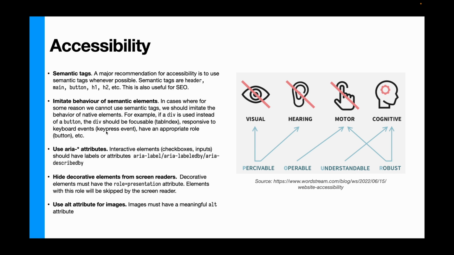The next topic is accessibility. There are general recommendations for how we can provide a good accessibility level. We should use semantic tags. Otherwise, these divs should be focusable, responsive to keyboard events, and have an appropriate role. Also, we have to use aria attributes when needed. We should use alt attributes for images and hide decorative elements from screen readers. Decorative elements must have the role presentation attribute. Elements with this role will be skipped by the screen reader.